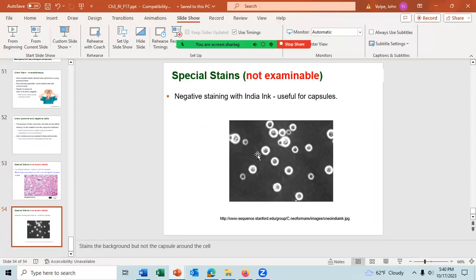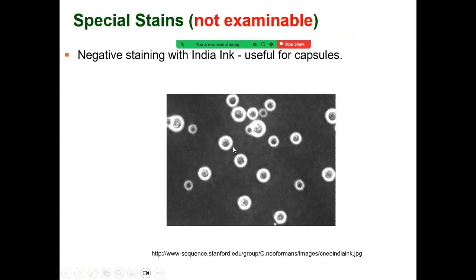In the negative stain, the capsule stain, the background is colored. In the India ink capsule stain, the background is very, very dark. And then it stains the cells lightly. So the cells are a light grayish color. Let me blow that up. And then the capsule is unstained. So it's very easy to see the capsules here in the capsule stain.